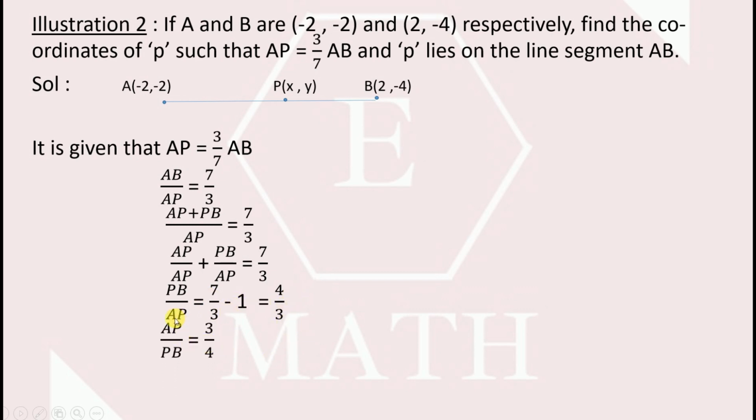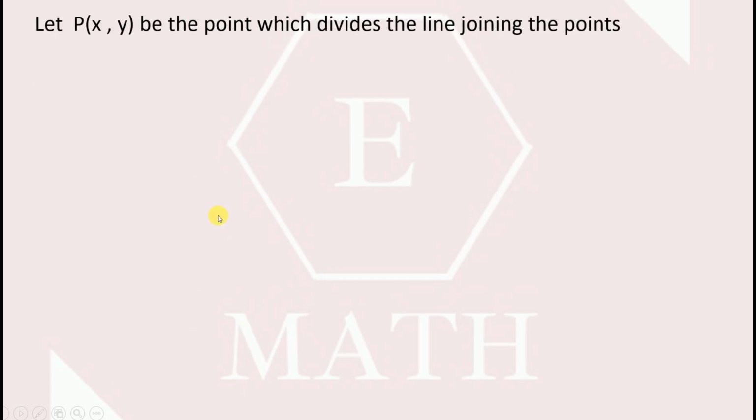So taking the reciprocals on both sides, we get AP by PB will be equal to 3 by 4. So our ratio is 3:4. AP is to PB will be equal to 3:4. So using this particular ratio, we are now finding the coordinates of P. Okay, so let's see how we do it.